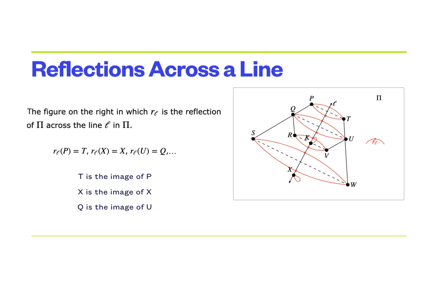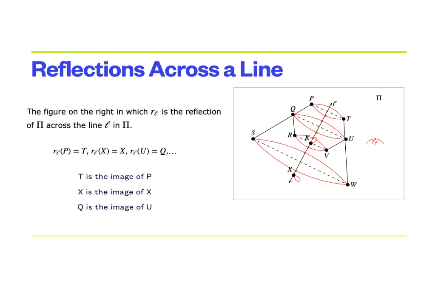So here is a picture of a mapping of a reflection across a line. I have my line L drawn here. P reflects to T, T reflects to P, Q reflects to U, U reflects back to Q, and you get the idea. So the figure on the right, which R sub L is the reflection of pi across the line L in pi.